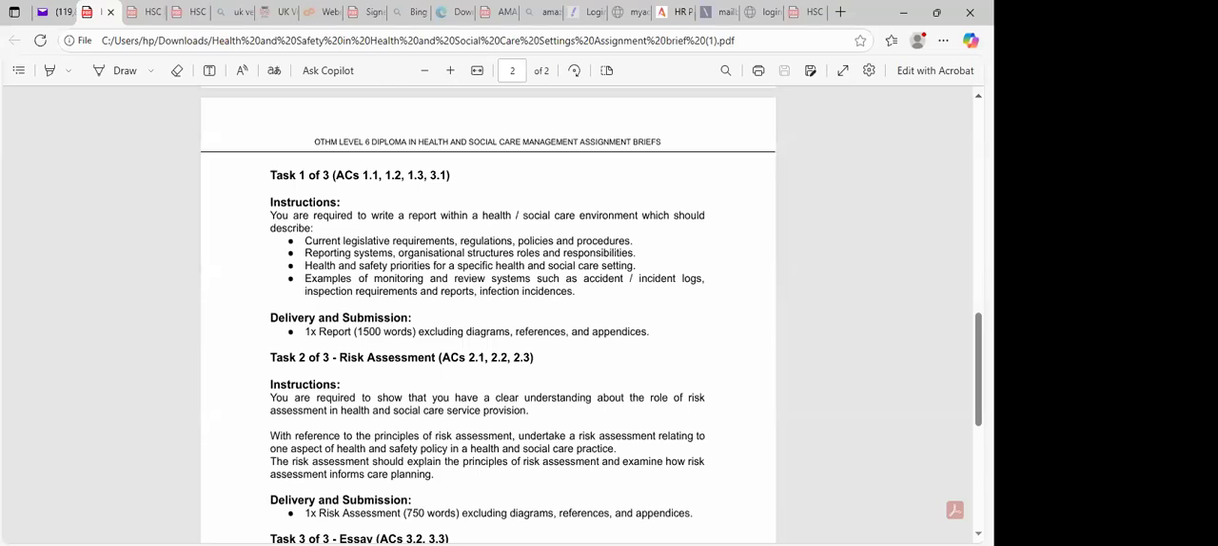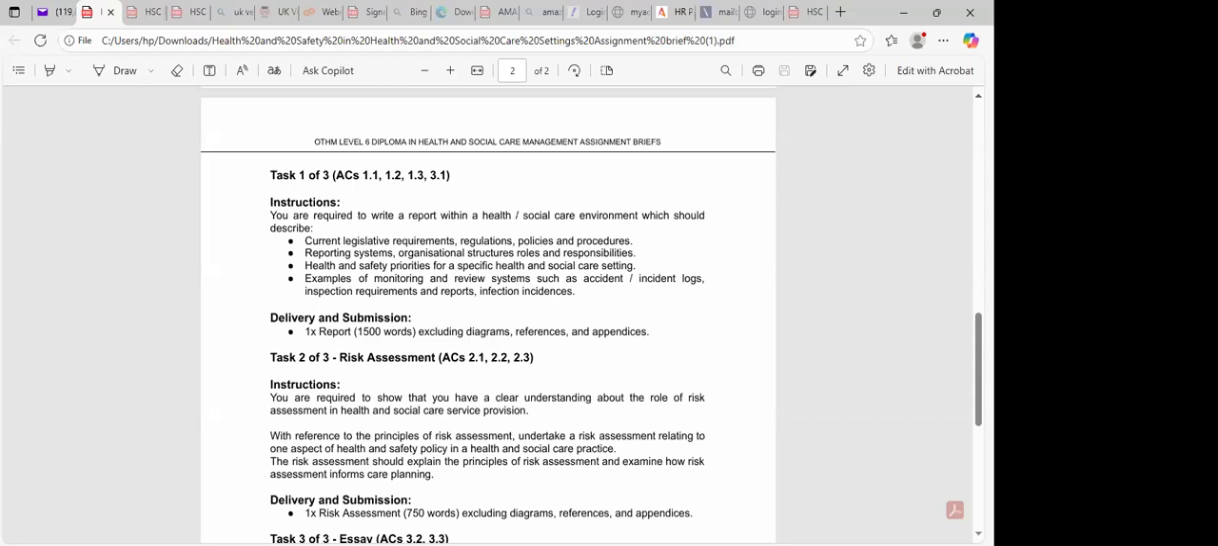Good. So the health and safety priority for a specific health and social care setting is very crucial. There are care settings that may need 24-hour carers all the time, and there are some that may need somebody coming only in the morning and evening, based on the health and safety assessment that was undertaken. Those are some of the things you need to be looking into in your assignment submission.